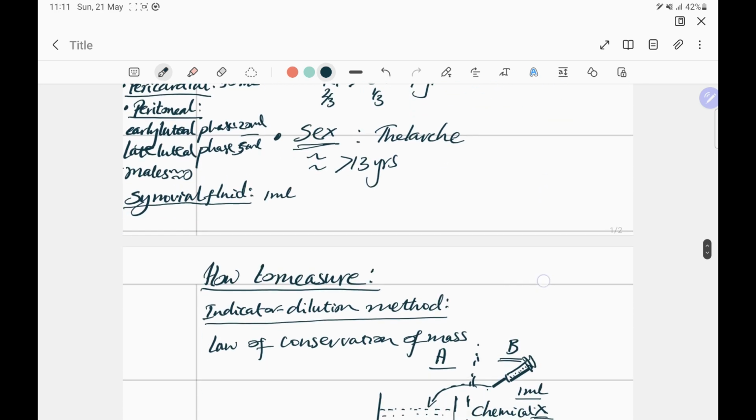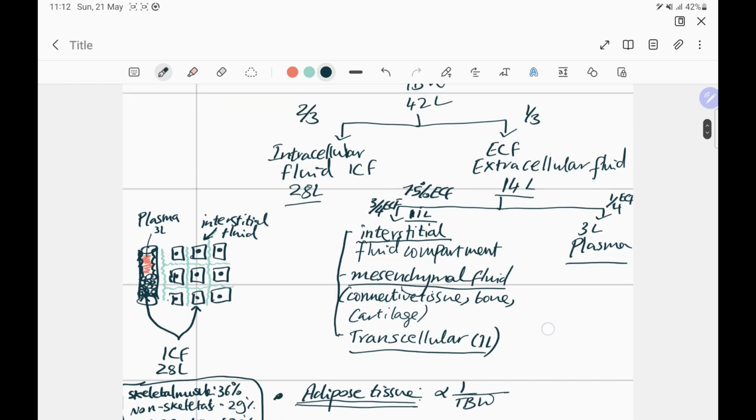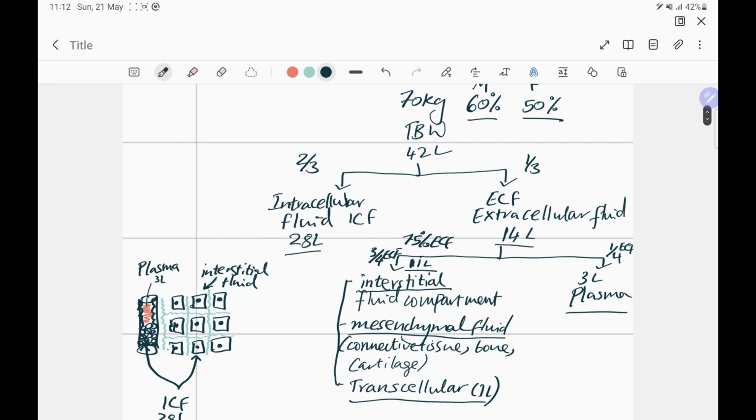What does that mean? That means I can calculate with the indicator dilution method my plasma volume, my ECF volume, or my total body water. But when it comes to interstitial fluid compartment or intracellular, I can't do that. I can calculate plasma, ECF, and total body water with various indicators, but I cannot calculate interstitial and intracellular fluid with indicators. Just remember this, all right? Because the fluid goes through the plasma and then to the other compartments, and the concentration should be the same as in the plasma.